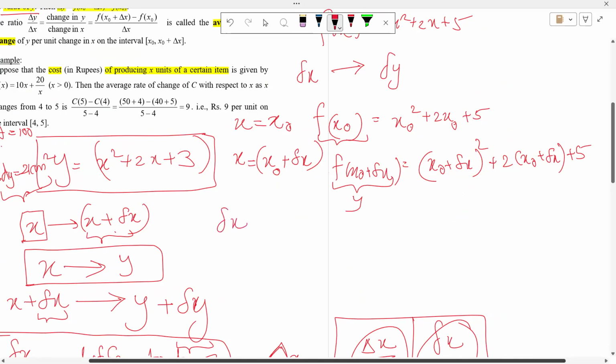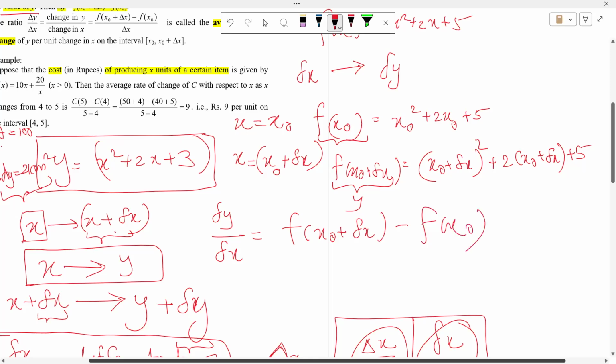Delta x, sorry, delta y means what? Delta y over delta x, right? So now tell me, delta y means what? f of x naught plus delta x minus f of x naught.